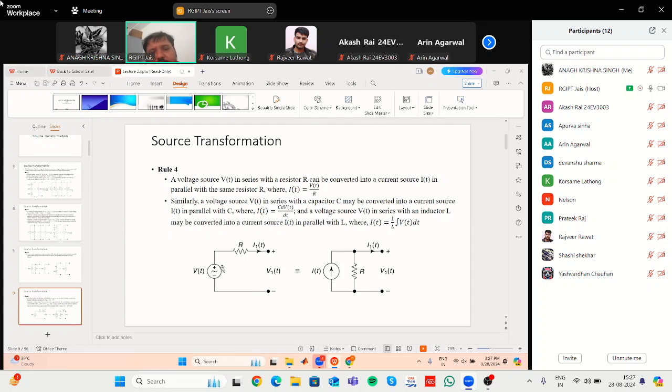What is the current that will be flowing? Let us consider that you are shorting these two terminals. Then what is the current that will be flowing through this part? Simple. There is a voltage source and there is a resistance. Simple, using Ohm's law, you can find out the current. V equal to IR, I equal to V by R.